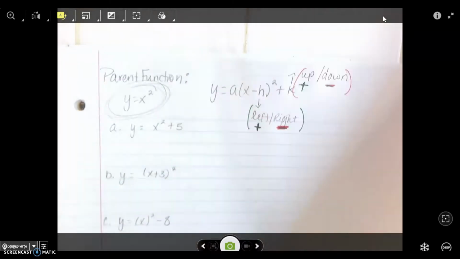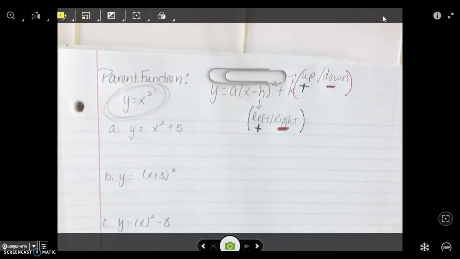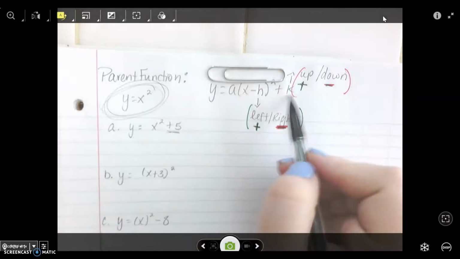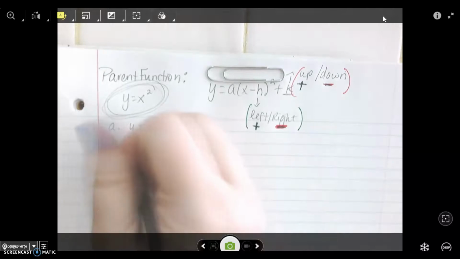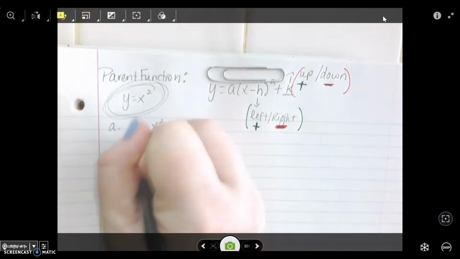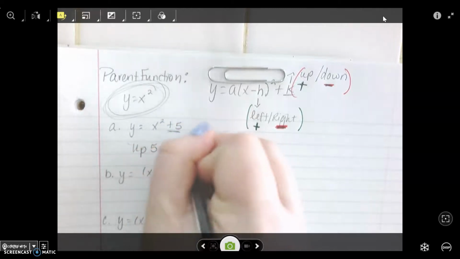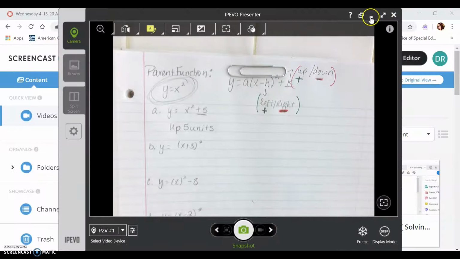All right. So if that's the case, y equals x squared, and you add 5 to the end, if k is positive, that's going to go up. So this is going to be up 5 units. Okay, and if you want to go to the graph, I'll show you my screen.